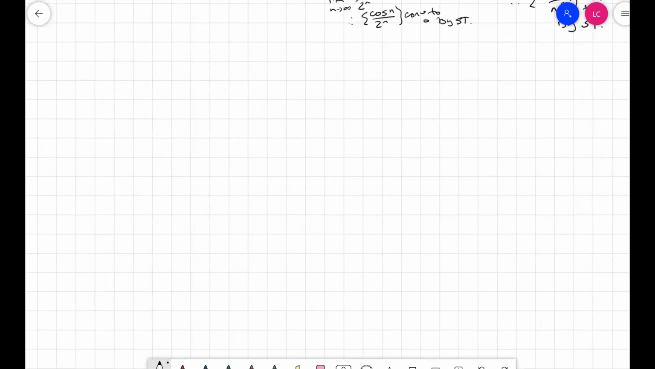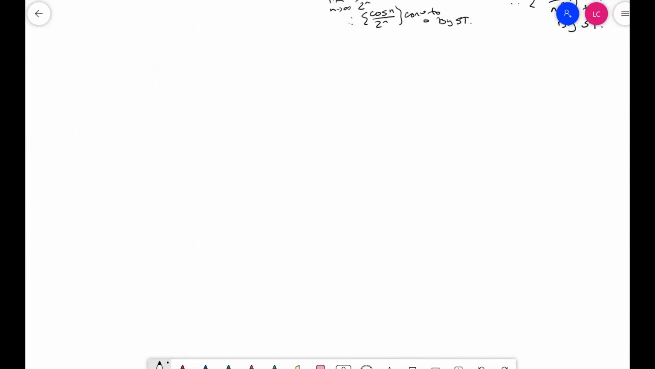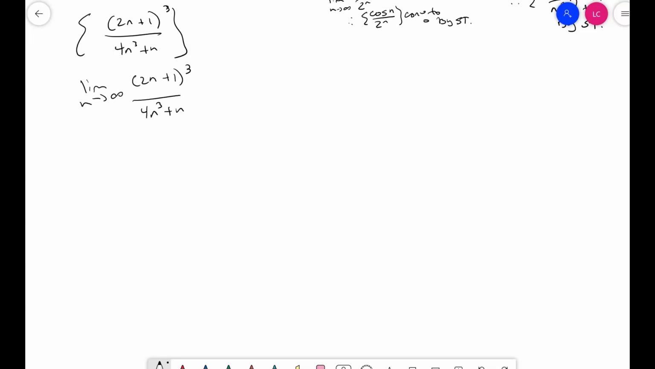All right, so let's do just a couple more. So what if you got something like this? (2n plus 1) cubed over 4n cubed plus n. So you start to think, okay, in general, I take a limit, right? So (2n plus 1) cubed over 4n cubed plus n. I'm looking at just exponents here. I'm going to go do highest powers. So if I was to pull out the highest powered term with its coefficient, here I would get 8n cubed.